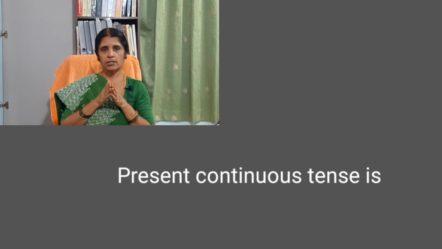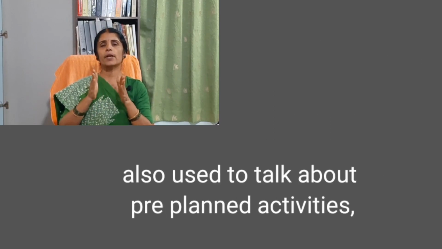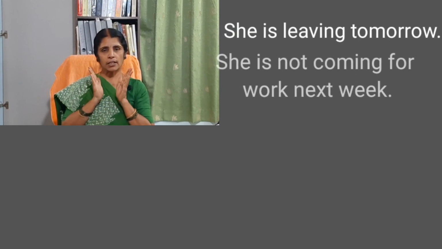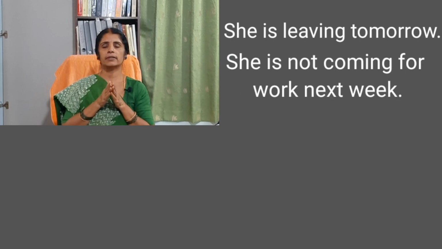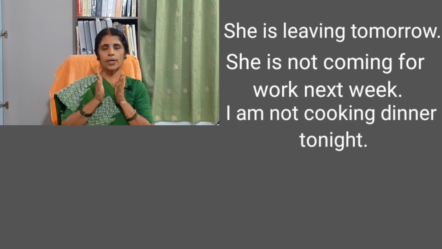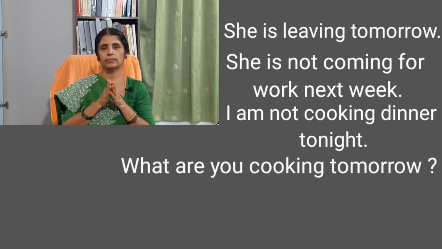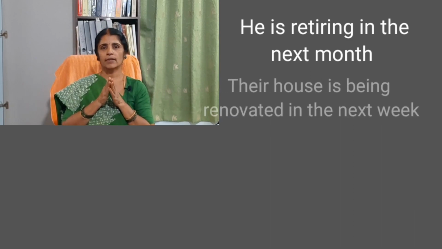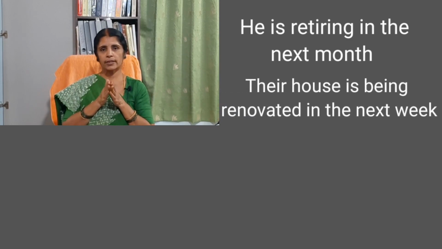Present continuous tense is also used to talk about pre-planned activities, future plans. Take a look at these examples. She is leaving tomorrow. She is not coming for work next week. I am not cooking dinner tonight. What are you cooking tomorrow? He is retiring next month. Their house is being renovated next week.